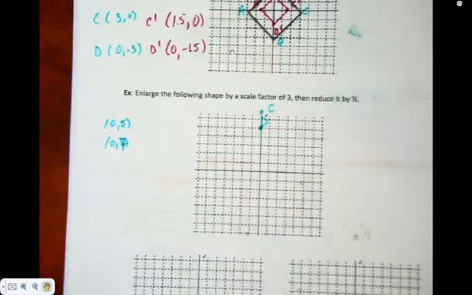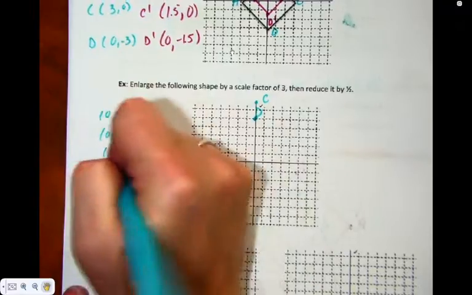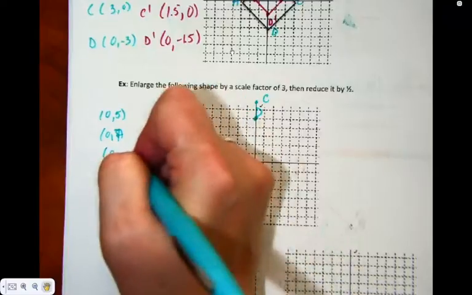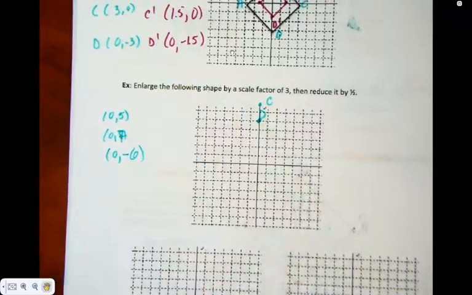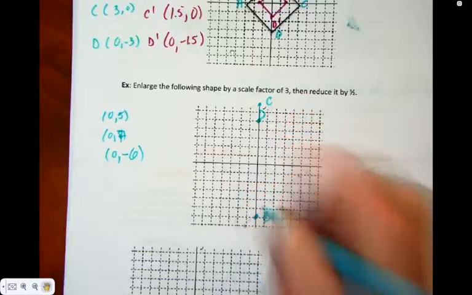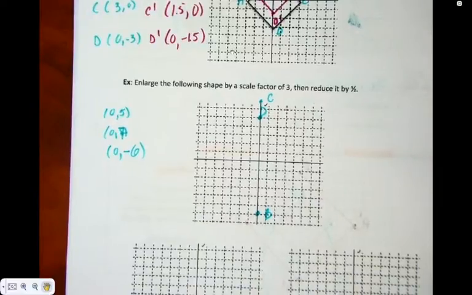Brody, give me a point. Just pick a point. Can we go negative? Pick a negative number. 0, negative 6. Point B. So far, this is a pretty boring shape. Okay, Carter, it's up to you. Make it a little more interesting.